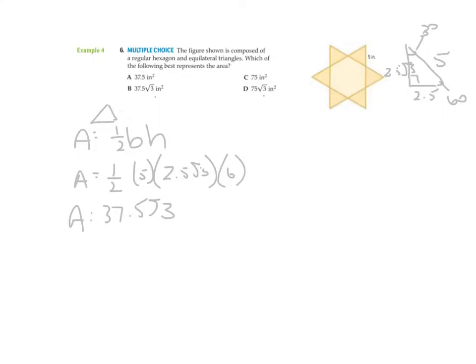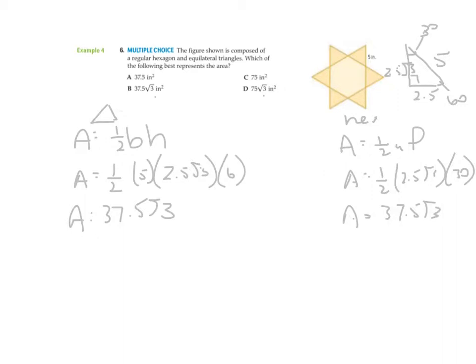Okay, now I did say that the triangles will make the same size as the hexagon, but let's do the hexagon. Okay, so here's the hexagon, and this is going to be A equals a half AP. Alright, so A equals the half. The apothem is the same height as we had for the triangle, so that's going to be 2.5 radical 3. And this time the perimeter is going to be 6 times 5, that's going to be 30. Okay, so 30 times a half is going to give you 15. 15 times 2.5 will give you 37.5 radical 3.